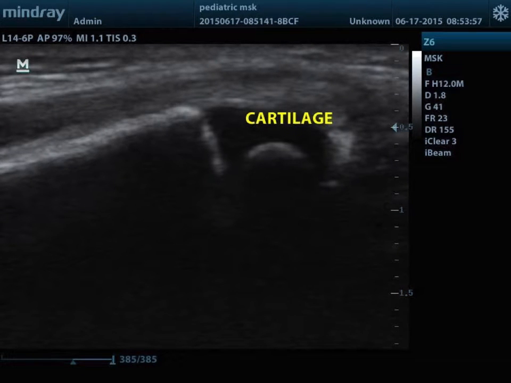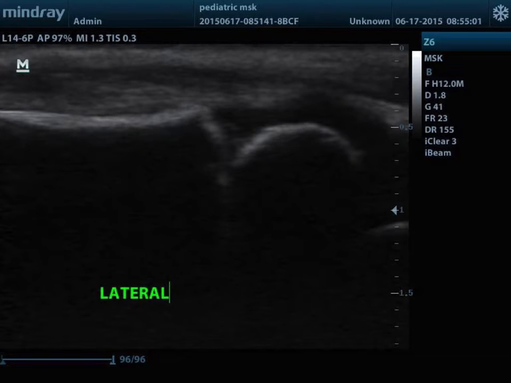If we were again to draw a line along the dorsal aspect of the bone, the cartilage would not extend beyond that line. This image shows a lateral or radial approach to the same patient from the previous image.